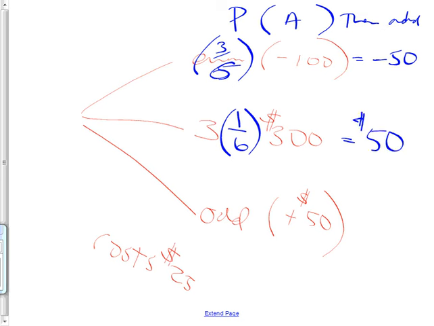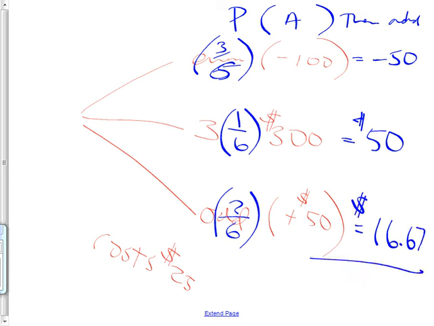Okay, and then the last one is any odd number. Well, remember this, you can't do all the odds because one of them is 3, right? So it's not 3 out of 6, it's 2 out of 6 chance of this. So 2 out of 6 chance of that times the 50 is how much? 16.6 repeating, thank you.